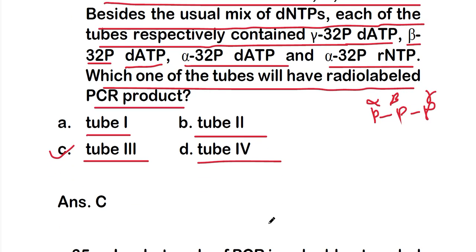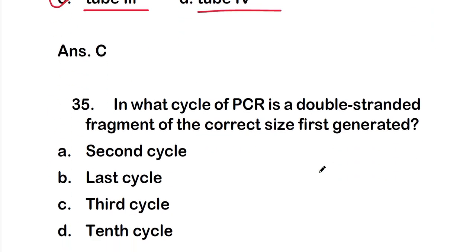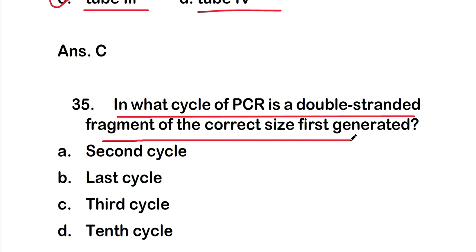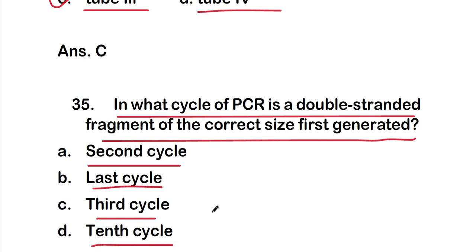Okay, next question, question number 35. In what cycle of PCR is a double stranded fragment of the correct size first generated? The options are option A second cycle, option B last cycle, option C third cycle, or option D 10th cycle. So in which cycle will we get the perfect double stranded DNA which we want to amplify?